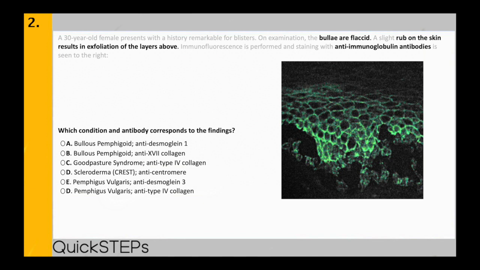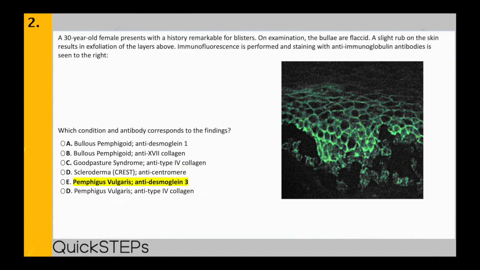Now, we actually have to know the autoantibody associated with pemphigus vulgaris, which is anti-desmoglein 3. So choice E is the correct answer. Desmoglein 3 is found in desmosomes, which connect keratinocytes. The keratinocytes are round structures whose borders are highlighted by the green immunofluorescence.